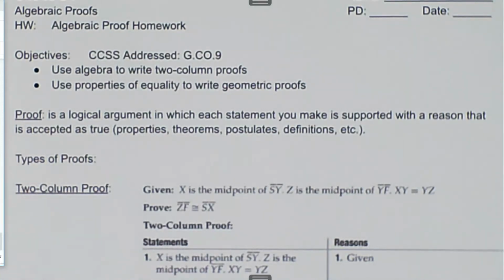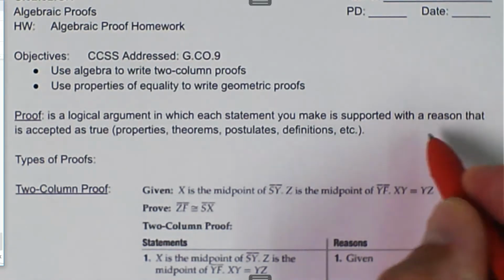Today we're talking about algebraic proofs, and we want to use algebra to write two-column proofs and use properties of equality to write geometric proofs. So the definition of a proof is a logical argument in which each statement you make is supported with a reason that is accepted as true.